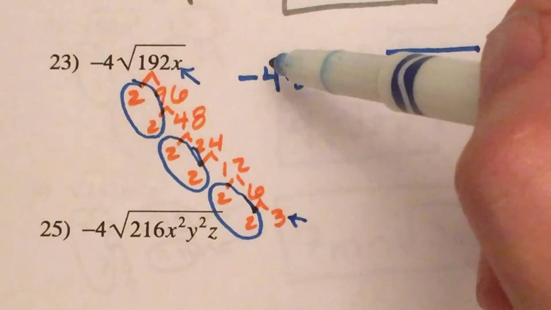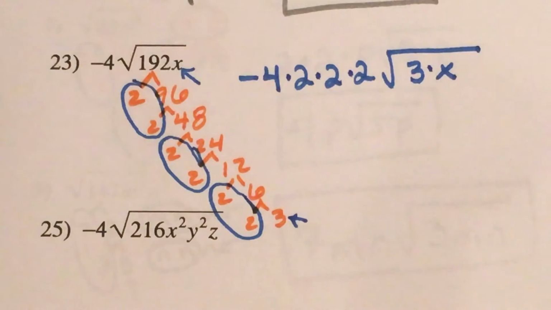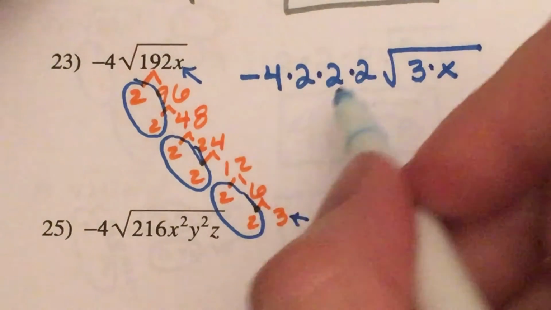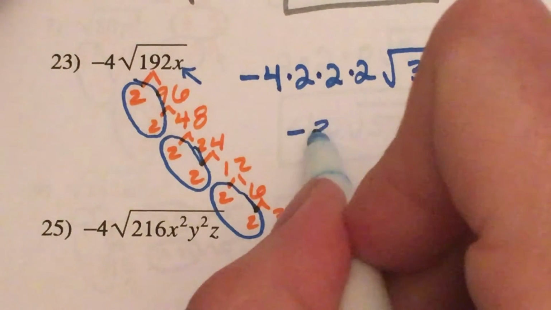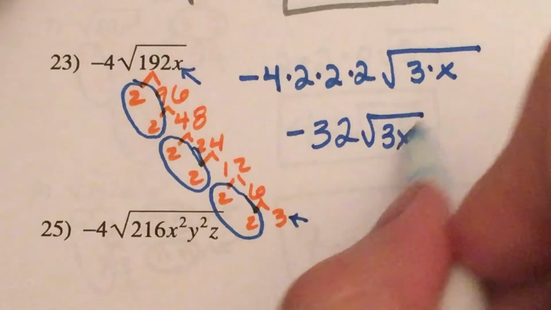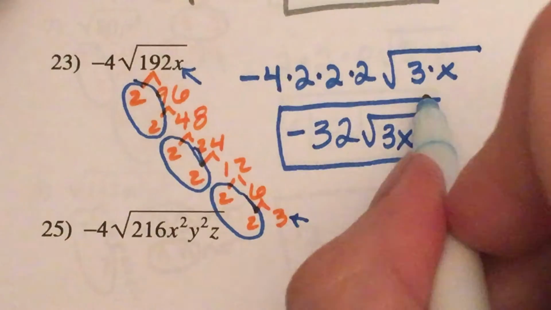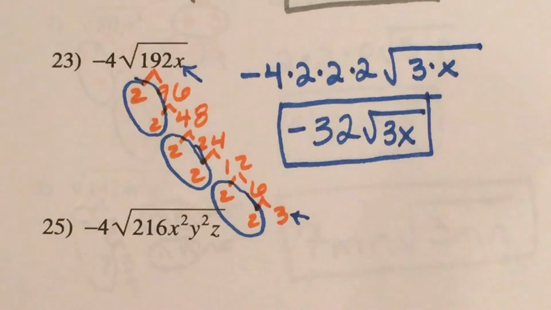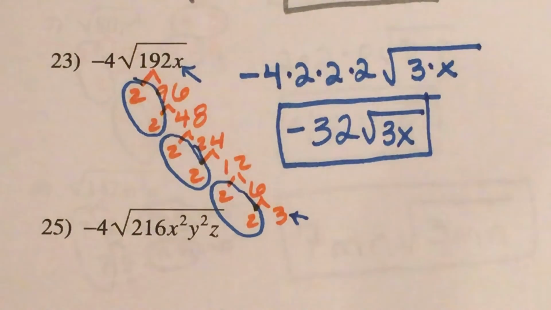Good. What is negative 4 times 2 times 2 times 2? Do you know what that is? Did you get negative 32 square root of 3x? Nice. Yeah, we should be cruising in, getting this done.